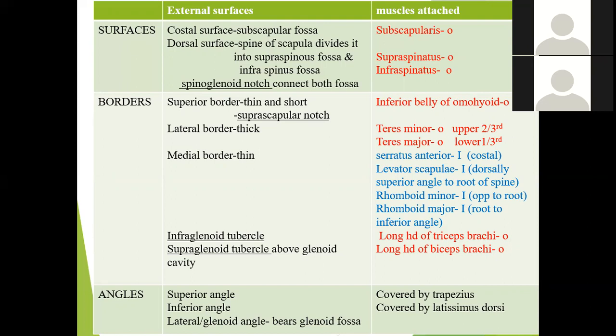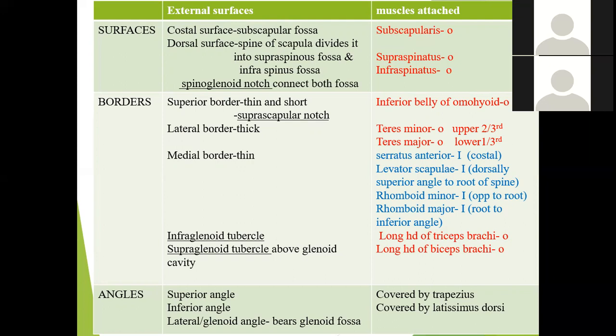How many surfaces are there in the scapula? There are totally 2 surfaces. One is the costal surface, one is the dorsal surface. Next, it has 3 borders. What are the 3 borders? Superior border, lateral border, and medial border. And next, 3 angles: superior angle, inferior angle, and lateral angle. So very easy to study. Borders are 3, angles are 3, and we will be studying processes also. It is also 3. Okay, so 3, 3, 3.